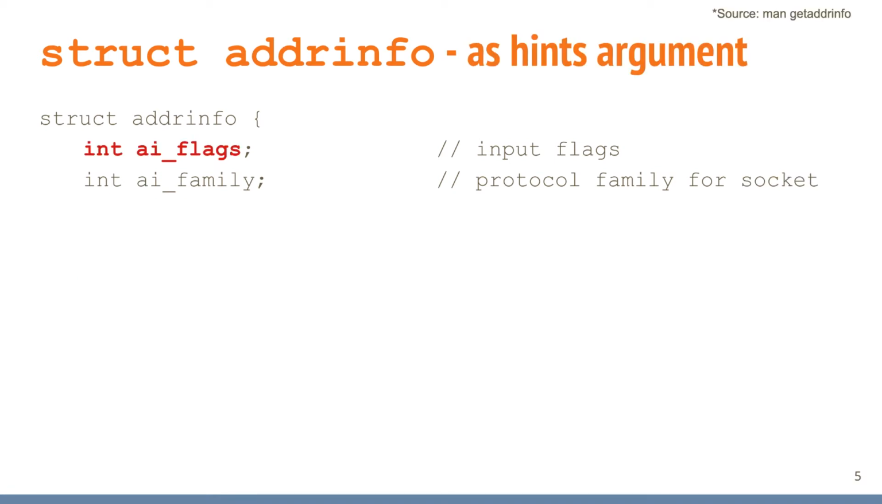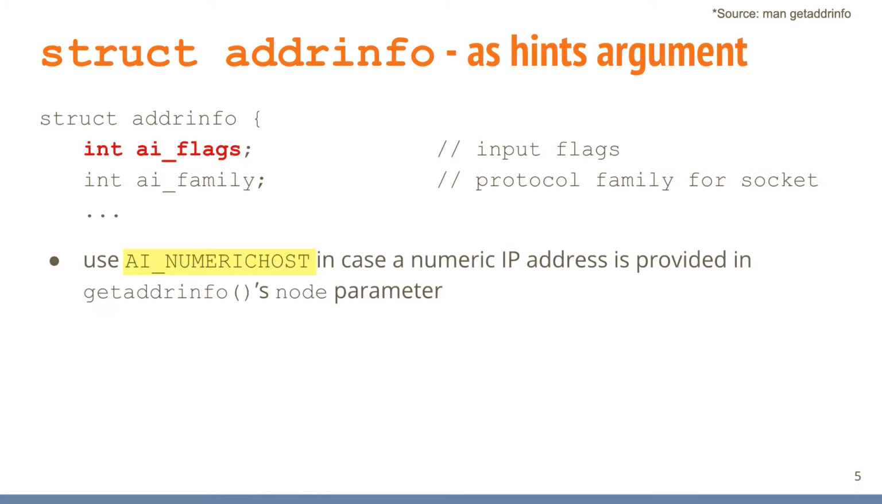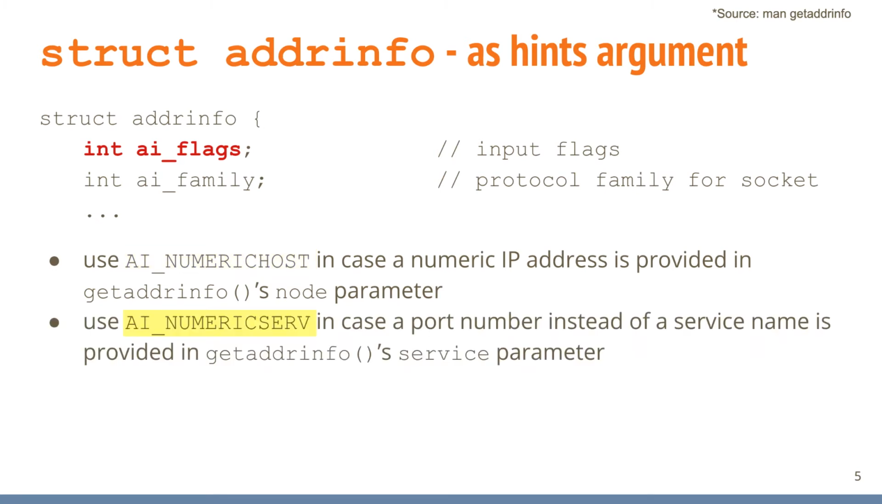The ai_flags member controls the behavior of getaddrinfo. I'll only point out 4 examples here, but there are more. Using the flag AI_NUMERICHOST, you can specify that the node contains a numeric host address rather than a DNS name. By doing this, you can skip DNS resolution and convert the provided address directly. AI_NUMERICSERV is the equivalent for the service parameter. When you use a string representing a port number instead of the service name, you want to use this flag.